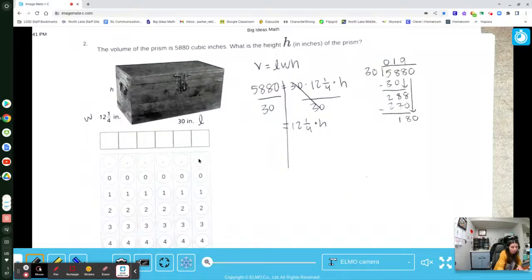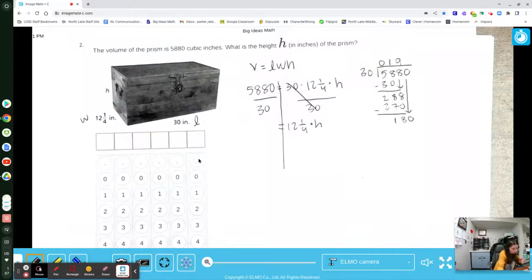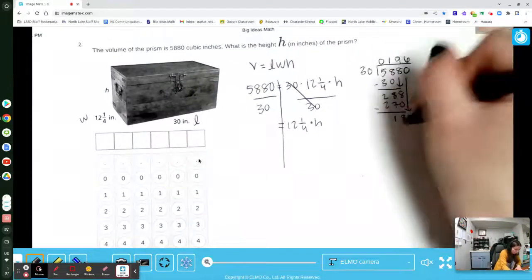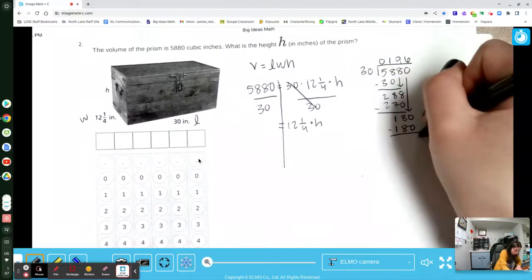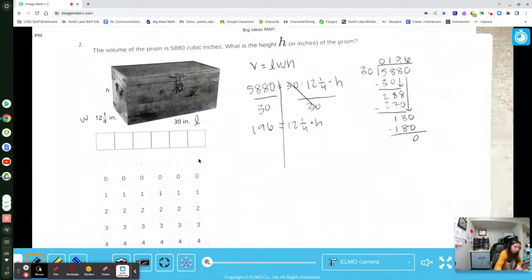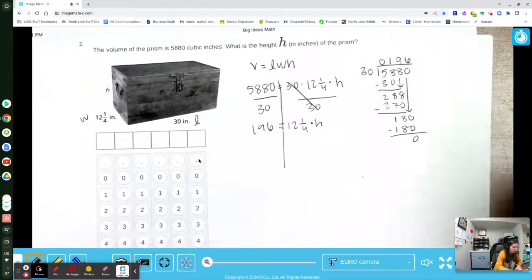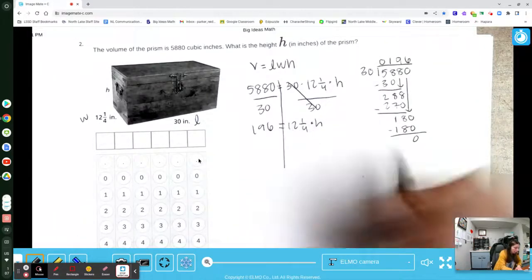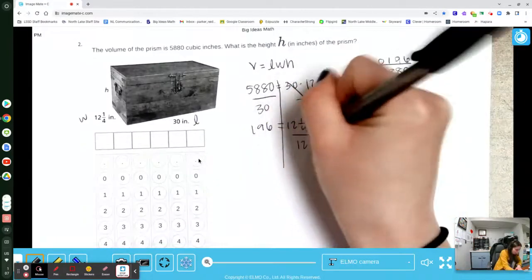Now I'm going to put 30 into 180. So 30, 60, 90, 120, 150, 180. It fits 6 times to give us exactly 180. So I have no more remainder left over. It fits 196 times. All right, I'm not done yet though. I still need to undo this times 12 and 1/4. So I'm going to divide by 12 and 1/4.